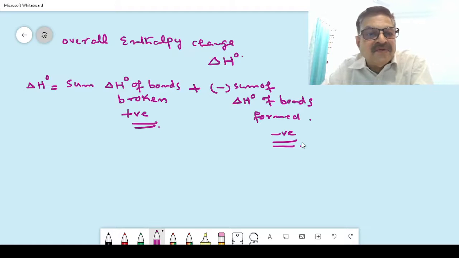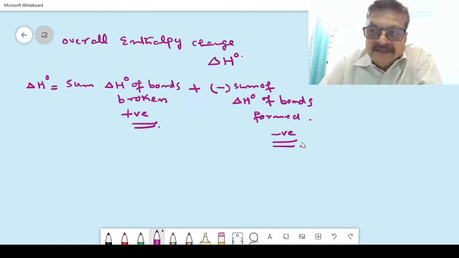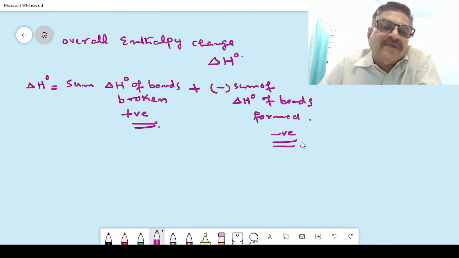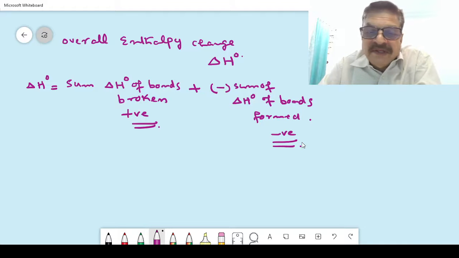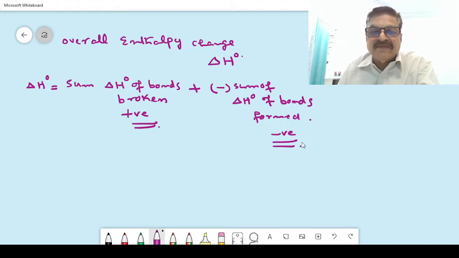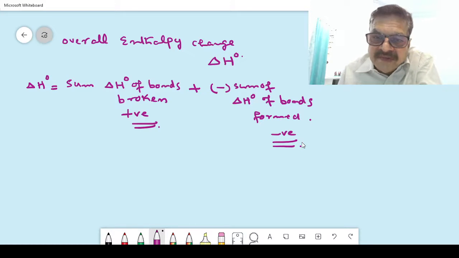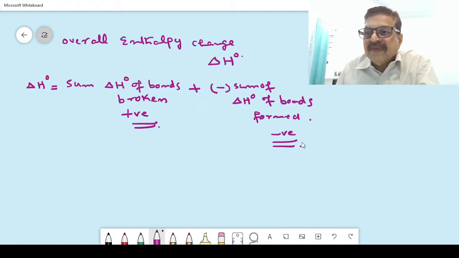In the case of bonds broken, that is the energy needed to break all the bonds. That is the sum of the bond dissociation energies of all the bonds broken in the starting material, that is, on the reactant side. And the second part, the sum of delta H of bonds formed, means the sum of bond dissociation energies of all the bonds formed in the product stage. The negative value shows energy released in forming the bonds. So this is how we have to calculate.